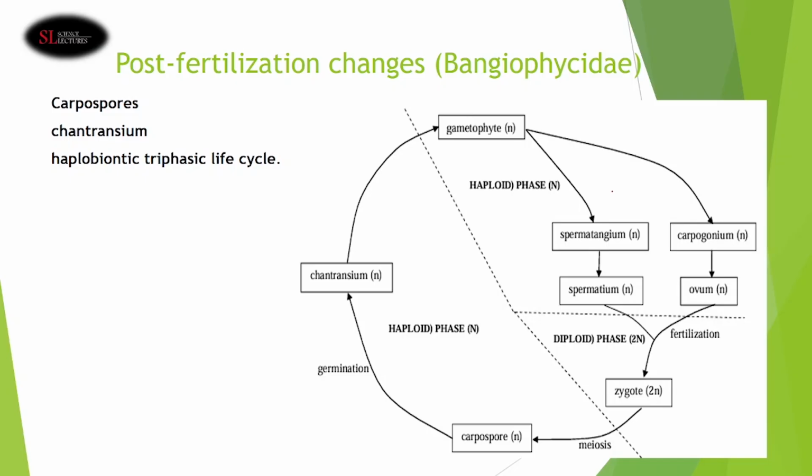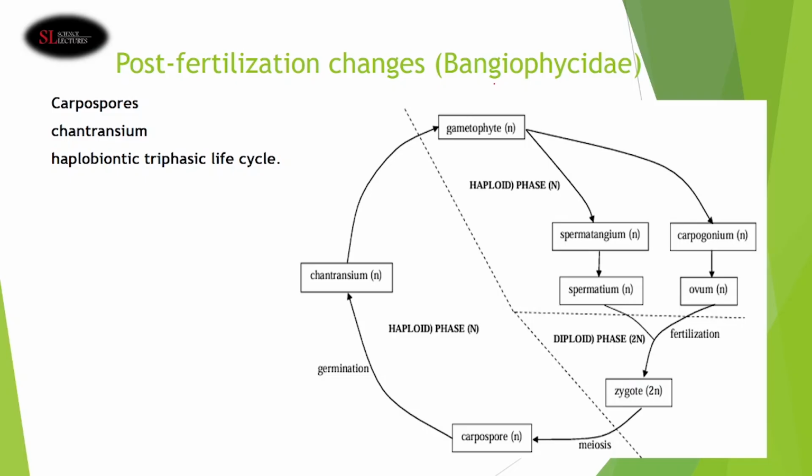So after formation, we've said the gametophyte or the vegetative cell will form the anterior branch and the carpogonium branch. The anterior branch will produce the spermatangium. The spermatangium will form the spermatium. The carpogonium branch will form the carpogonium, then the carpogonium will form the ovum. The two fuse together by fertilization or syngamy to form a diploid zygote.